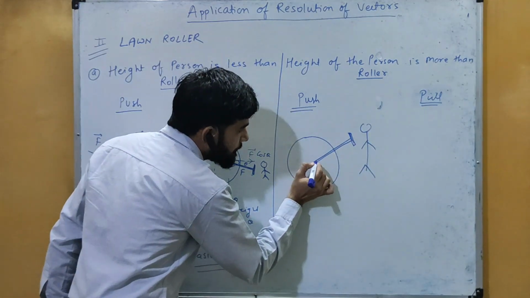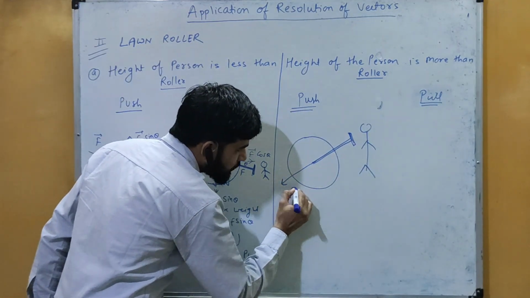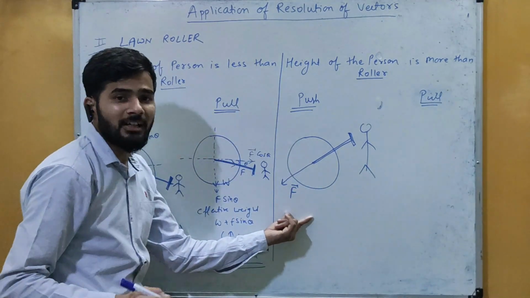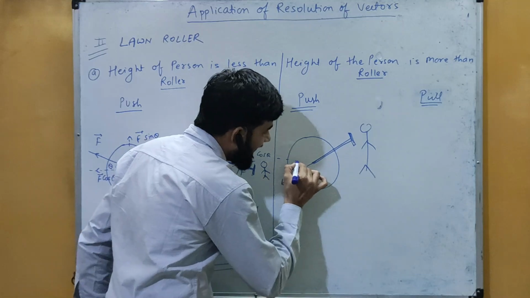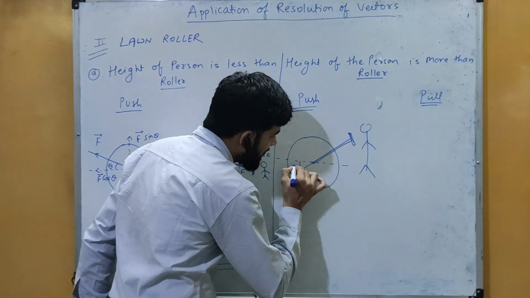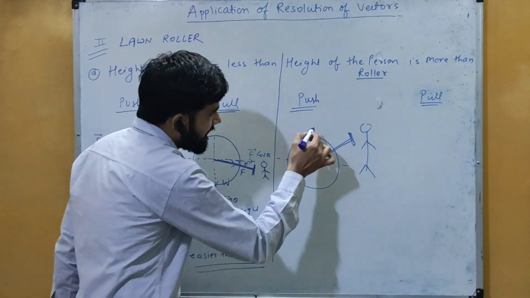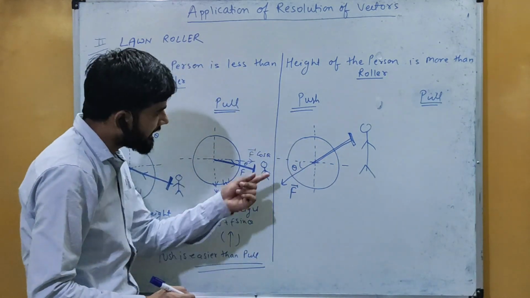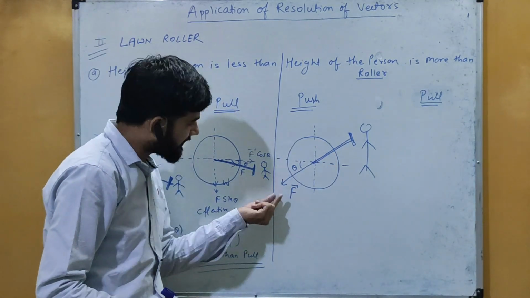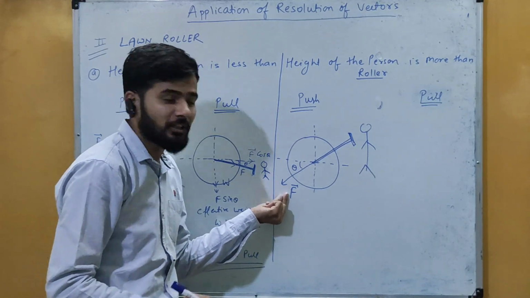Now this person will push the roller in the forward direction, so I am assuming that with this force F, that person is pushing the lawn roller. Here we are assuming that this angle theta is with the horizontal line, and I will assume one more line here, that will be the two different axes. Now here we have angle theta, so we can resolve this force along the two different components.